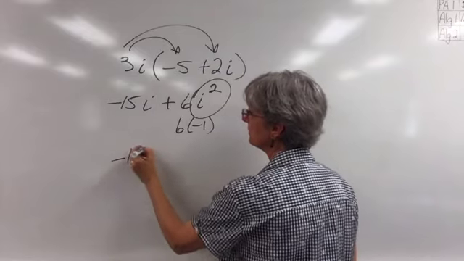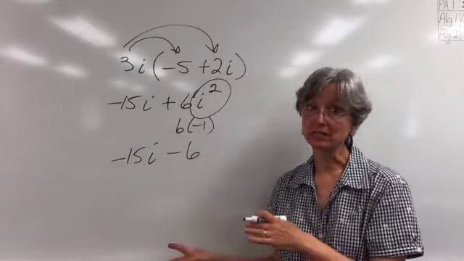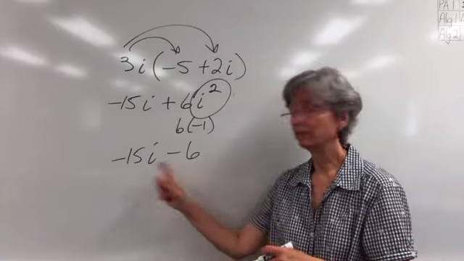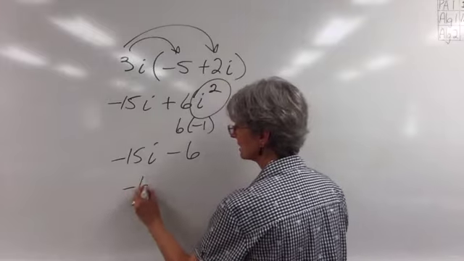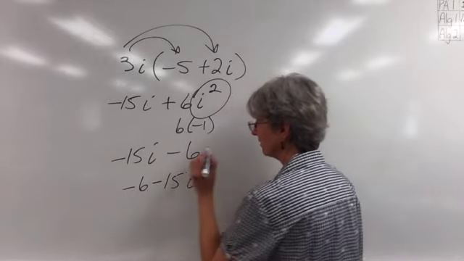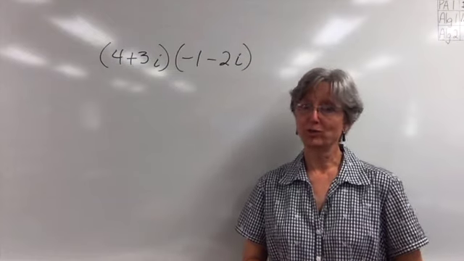So now I have negative 15i and negative 6, but it's not in standard form, real number followed by imaginary, so I'm going to rearrange it. Negative 6 minus 15i.